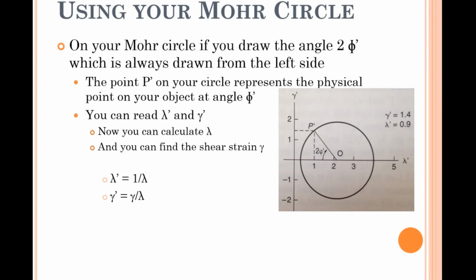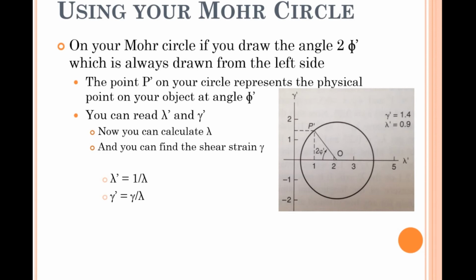On the Mohr circle, you can put that point. Now, this circle is just based off lambda prime 1 and lambda prime 3. Find the center and draw a circle. Phi prime, that angle, if we double it, draw it from the left specifically, up to phi prime, and put a point. That is in the deformed state where this orange dot is on my Play-Doh. I can read the values from P prime and say up 1.4 gamma prime and 0.9 lambda prime.